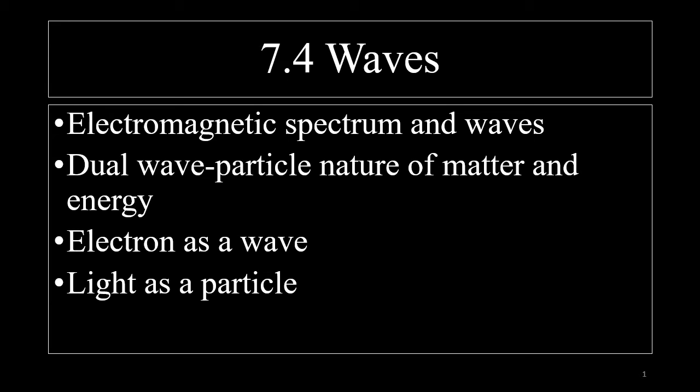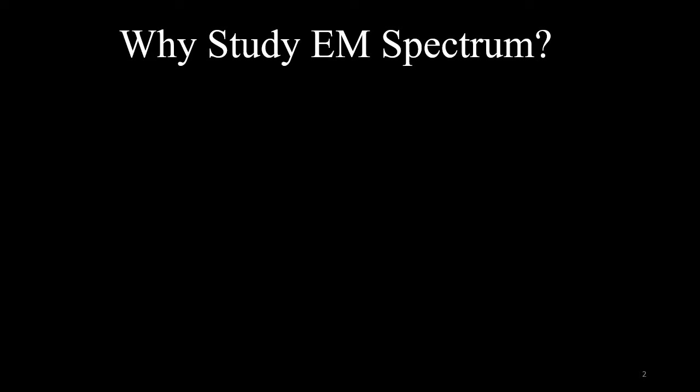All right, this is lesson 7.4. It's about waves. Specifically, it's about the waves of light in the electromagnetic spectrum. We're going to look at the dual wave particle nature of matter and energy. That is, matter and energy can both exist as waves as well as particles. So we'll look at how can an electron be a wave and how can light be a particle.